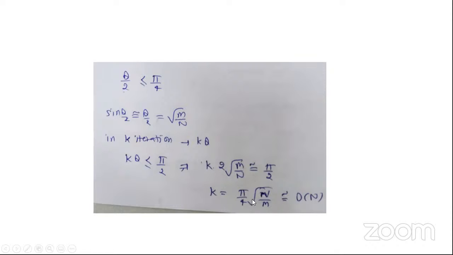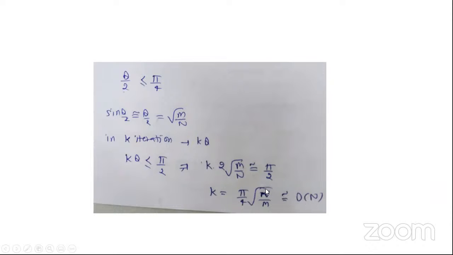So that is basically pi by 4 square root of n by m. The original number of rounds we have to run is pi by 4 square root of n by m. Since m is generally 1, and very much less than n, we can discard m for simplicity. And pi by 4 is some fixed constant. So in big O notation, we can write that it is order of square root of n.